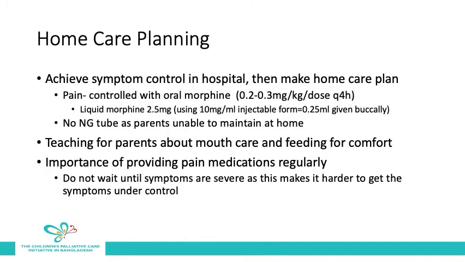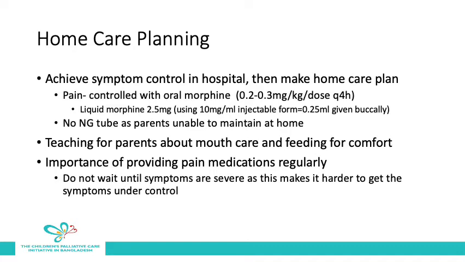Home care planning was started by achieving hospital-based symptom control and then making a plan for how the symptom control could be continued at home. The child had pain, so this was controlled with oral morphine at the dose shown there. She received liquid morphine, and they used 10 mg per ml injectable formulation so that the dose could be 0.25 mL given buccally. This reduced the need for her to swallow large volumes of medication.